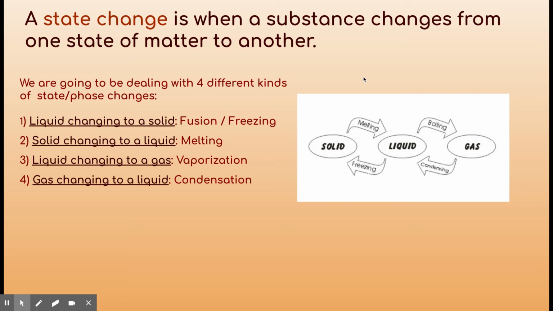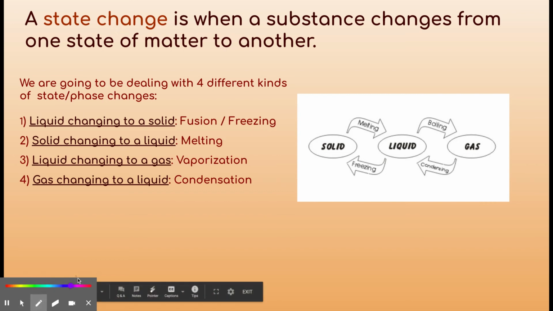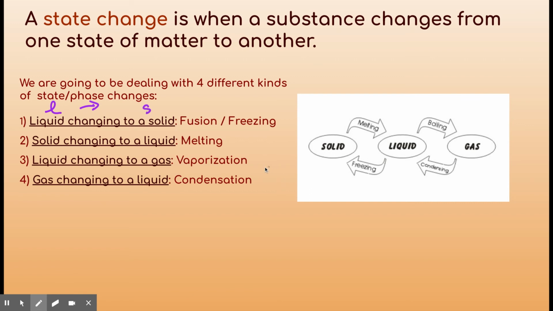And the following 4 are fusion, which is just a fancy word for freezing, but you might see that term pop up. So you need to know that fusion is liquid changing to a solid. Solid changing to a liquid is melting. Liquid changing to a gas is vaporization. You guys usually first learn it as evaporation, so we're going to talk about vaporization. And gas changing to a liquid is condensation. Okay, so these are the 4.